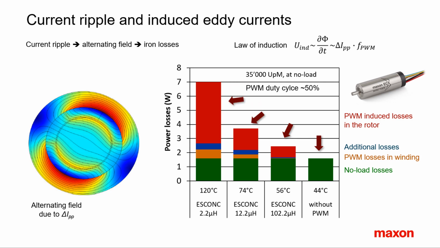The smaller the additional inductance, the larger the current ripple and the higher the losses induced by PWM. Really bad losses in the rotor occur when there is no additional inductance, as in the case on the left. The ripple becomes very large and the motor gets nicely hot.